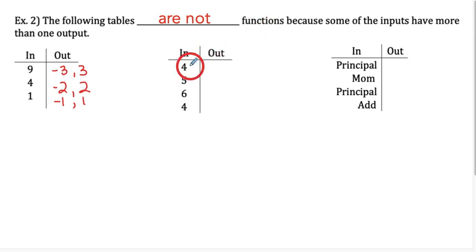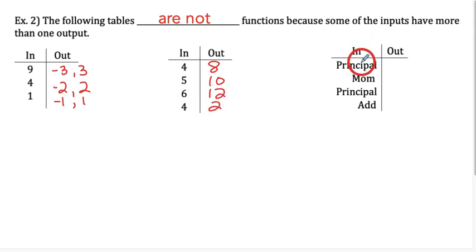The following table, 4 is going to be paired with 8, 5 is going to be paired with 10, 6 is going to be paired with 12, and 4 is going to be paired with 2. And so as I look at this table, I notice that 4 is repeated in the table twice. In the first instance, 4 is paired with 8, and then 4 is paired with 2. And so that violates the definition of a function that each input can only have one unique output, and 8 and 2 are not the same output.